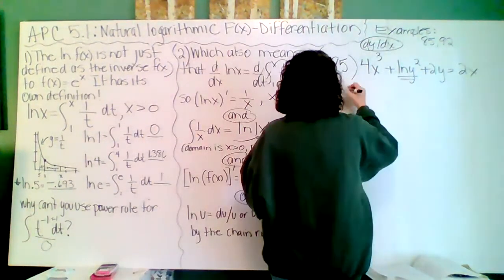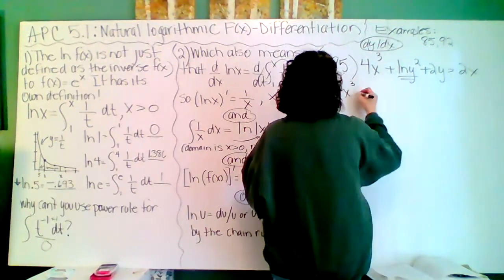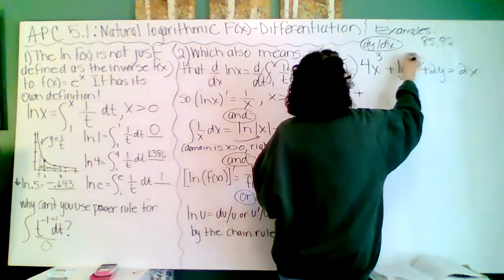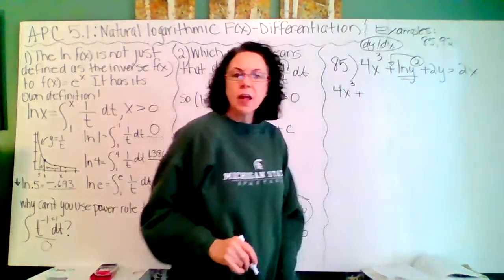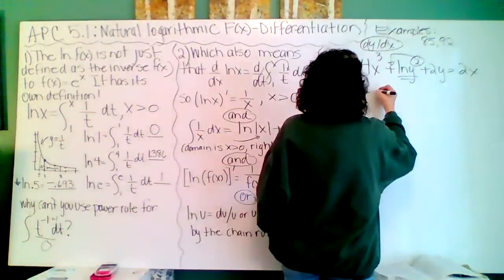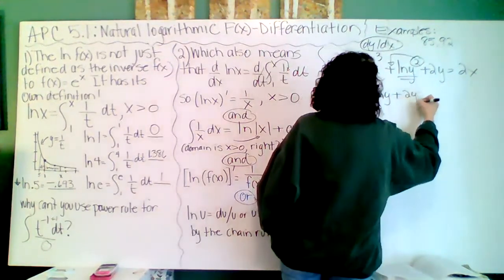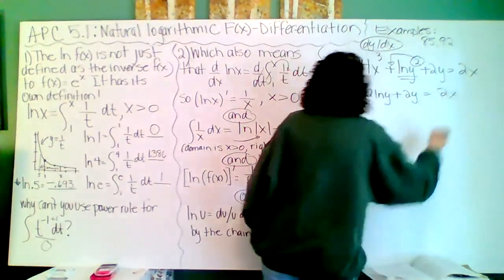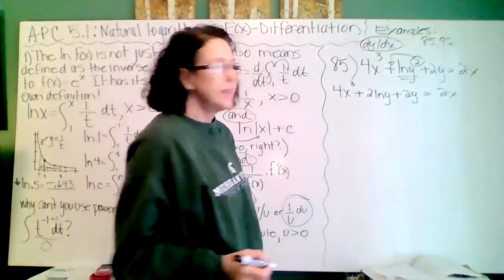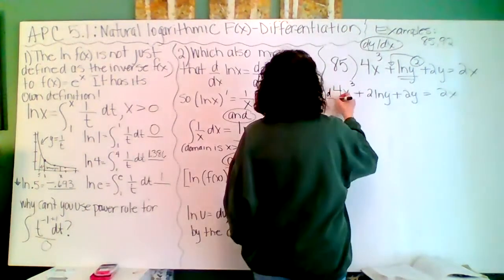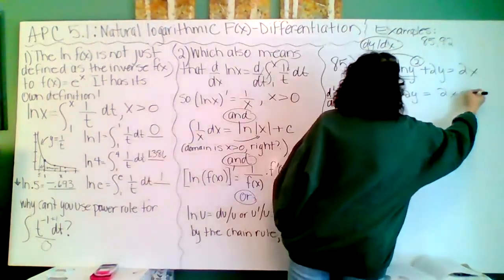Not that this wouldn't be difficult to take the derivative of, but I think I'm going to use the power rule and rewrite the natural log of y squared as 2 natural log of y plus 2y equals 2x before I take the derivative of it. I think it would make my work easier. Let's go ahead and do that.